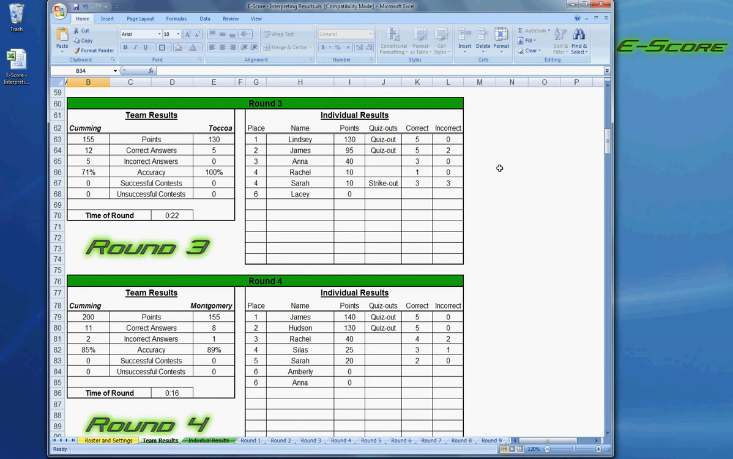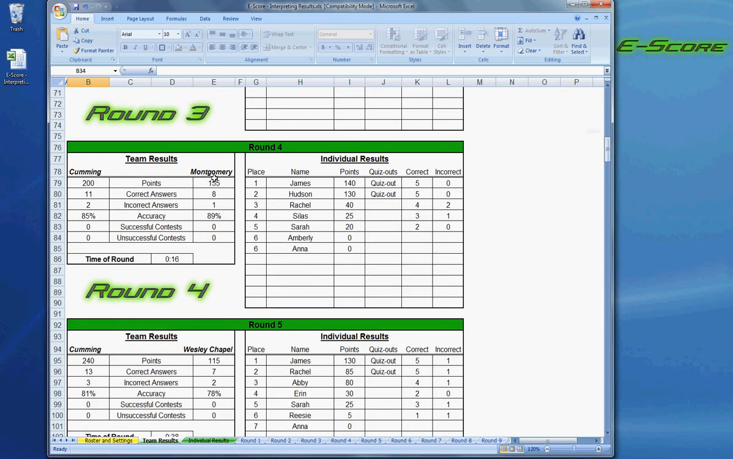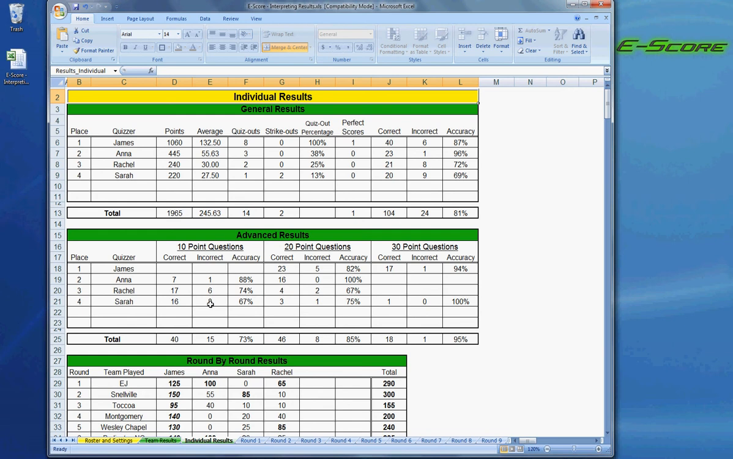Same down here around 4. You can see that we beat Montgomery by 45 points. But even though their accuracy was higher, we had more correct answers than they did. So that's why we won. And this is why I like to look at the individual results. I just see, well, that's 140, 130 there on Hud, James, and Hudson on different teams. That's only a 10-point advantage for coming. And you can see the rest was made up by Rachel at 40, which was more than Silas, Sarah, and more than Amberly, etc. You can see the correct and incorrect there. Alright, if you want to go see that match, you just click on the image there, and that'll take you to the match.